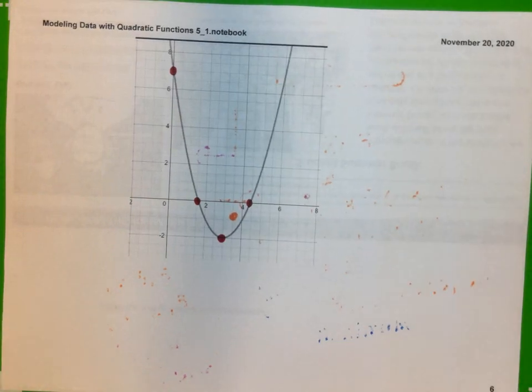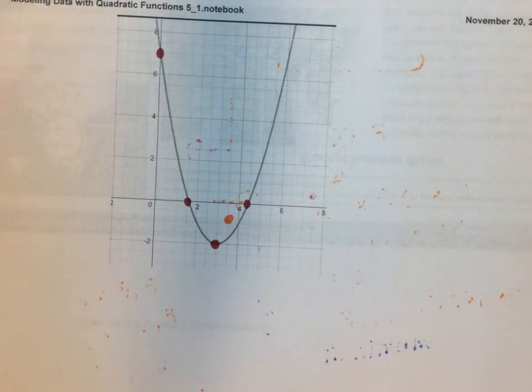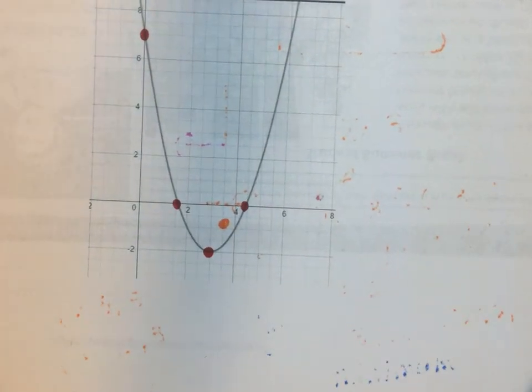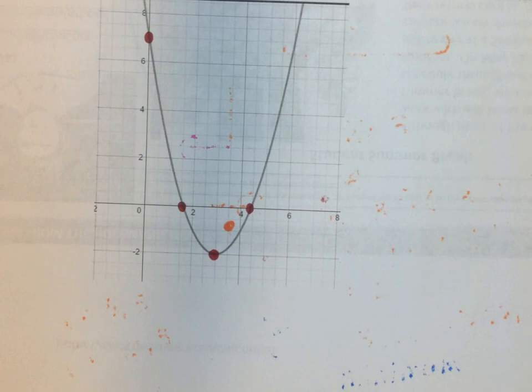Here's a second parabola. This one's a little harder to see. Let me see if I can zoom in a little for you. Maybe a little more. There we go. I know I got a lot of stray marks here, but it'll work. Okay, first I have to find the axis of symmetry and the vertex.